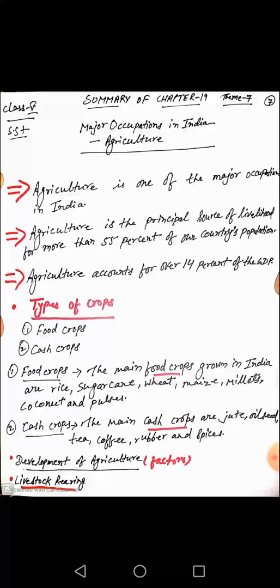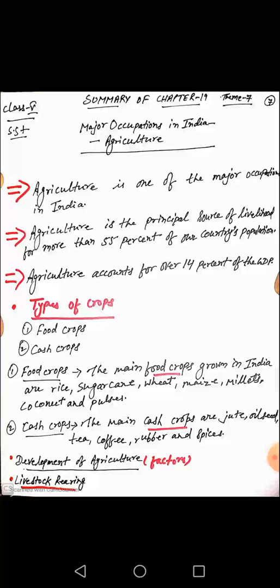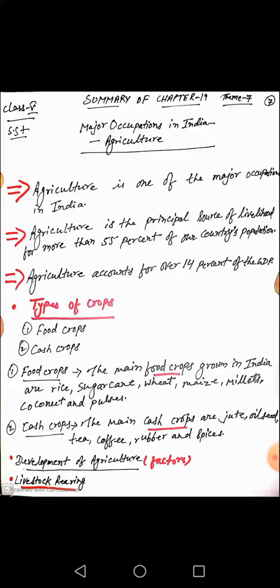The second last point is development of agriculture. The factors related to the development of agriculture are: more area has been brought under irrigation, use of manures and fertilizers, use of tractors and other modern machines, use of high quality seeds, emphasis on organic methods and eco-sensitive farming, agricultural insurance, farmers portal. These topics are related to the development of agriculture.